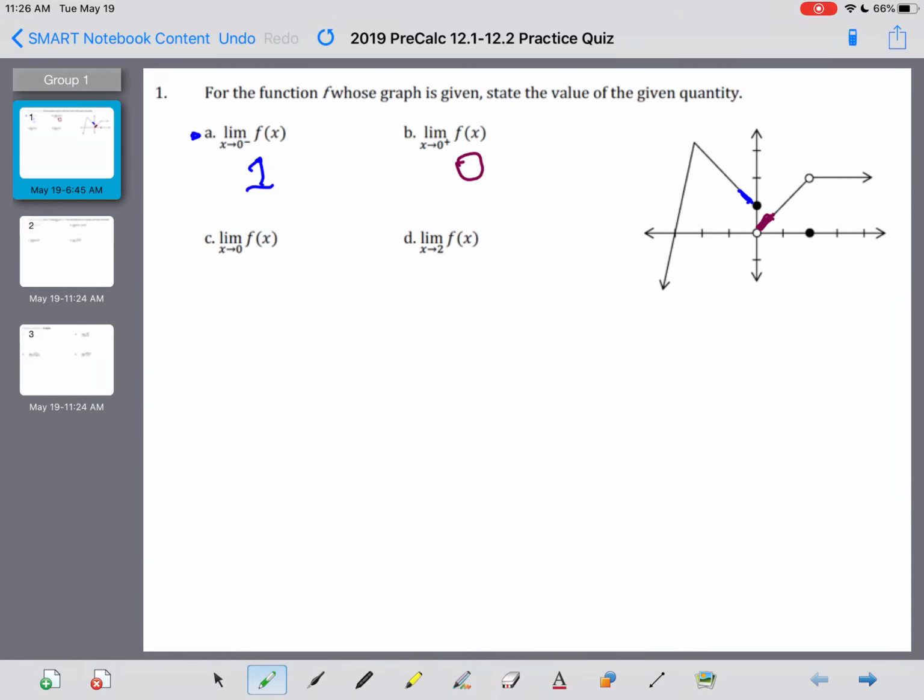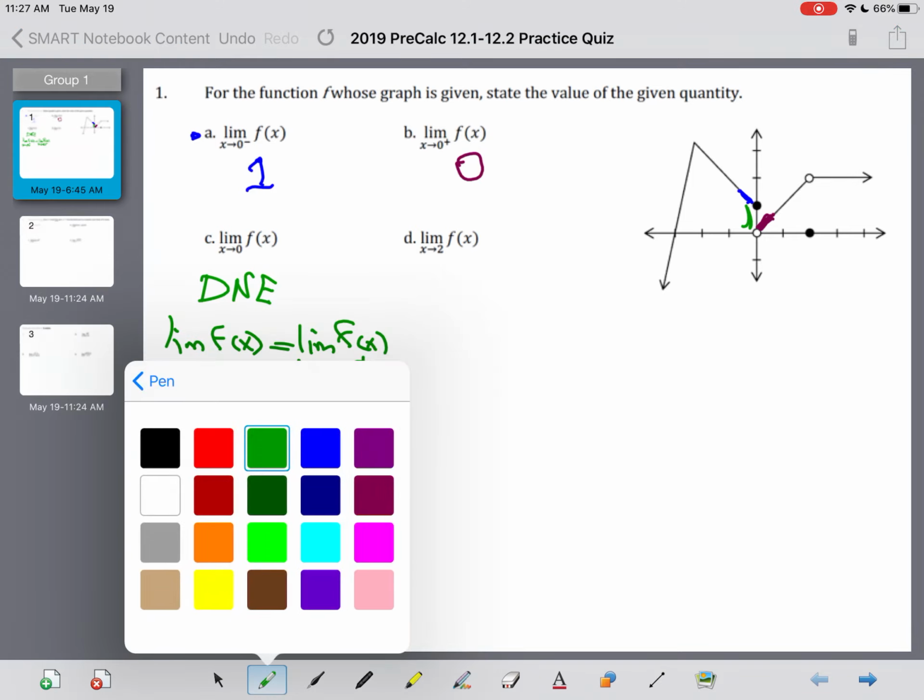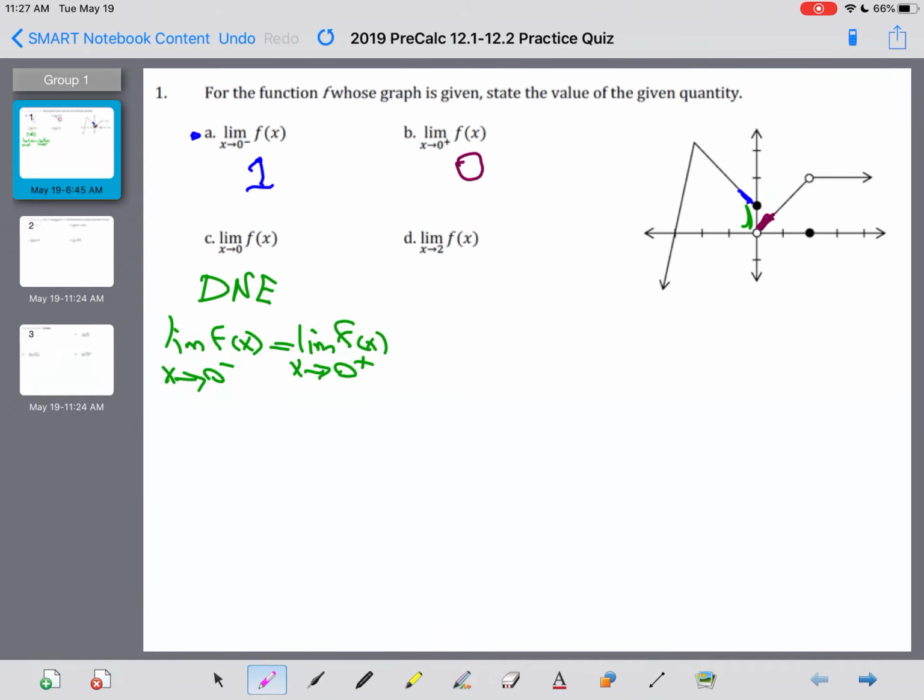Now, since we have this jump from here to here right at 0, we would have to say it does not exist, since the limit as x approaches 0 from the left of f of x does not equal the limit of f of x as x approaches 0 from the right. And now finally, f of x at 2. I have an open circle here, and right here's a dot by itself, so it's going to be 0 again.